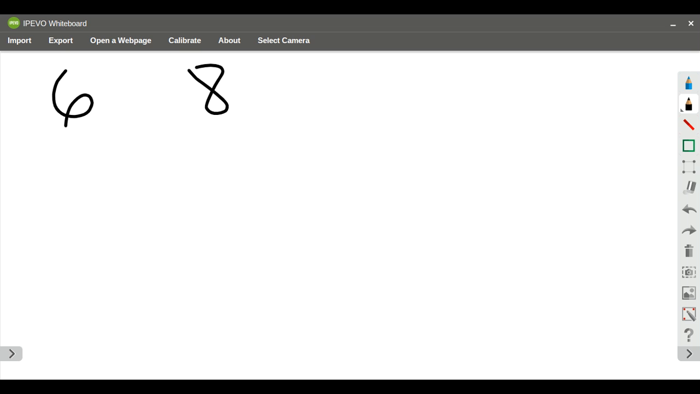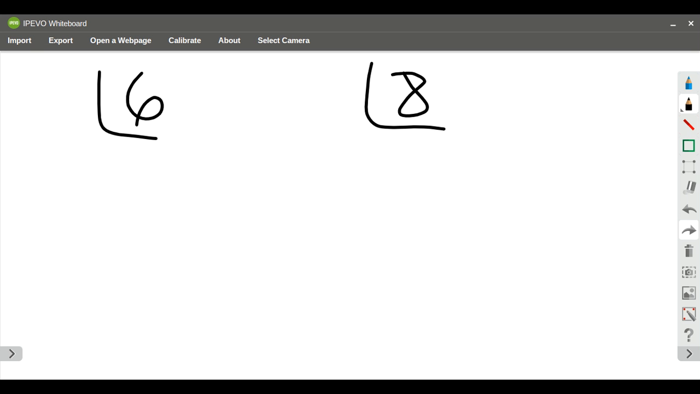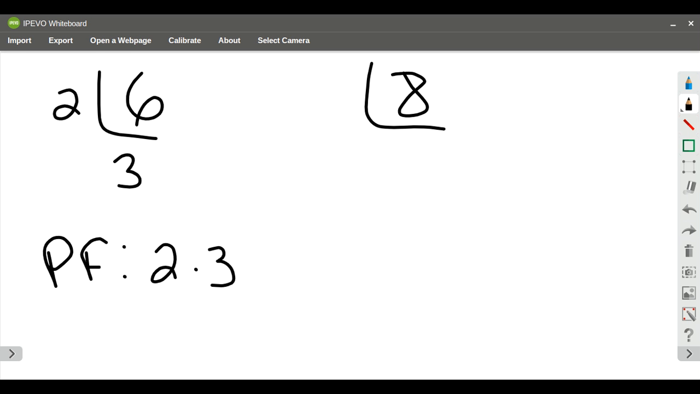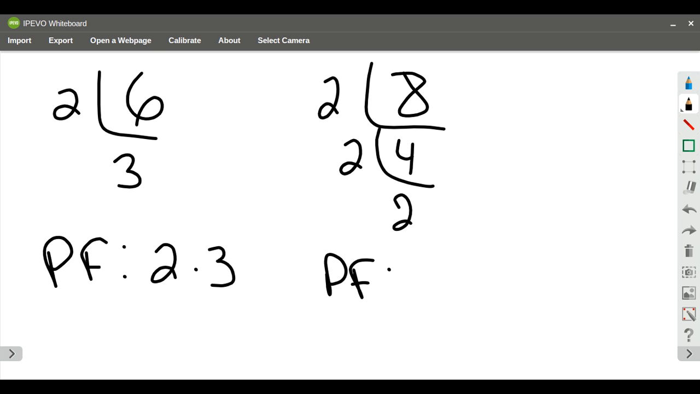So neither one of these values is prime. So I'm going to go ahead and find the least common multiple. So first thing I'm going to do is find the prime factorization. So the prime factorization for 6, I'm going to divide it by 2. I get 3. So my prime factorization is going to be 2 times 3. And then my prime factorization for 8 is going to be 2. I get 4, divide out 2 and 2. So my prime factorization for 8 is going to be 2 to the third power.